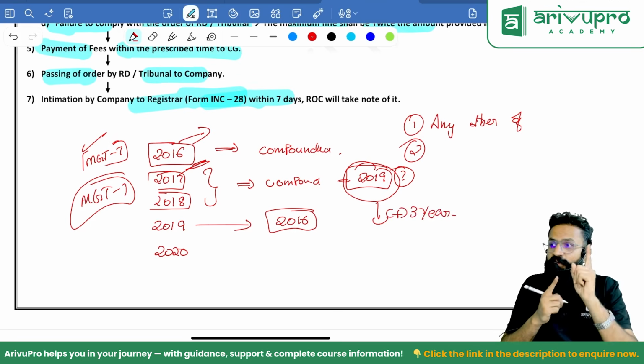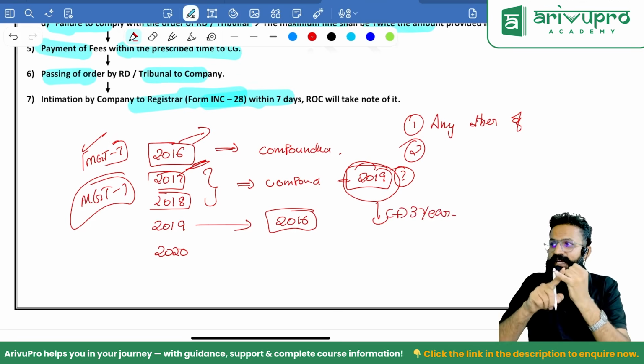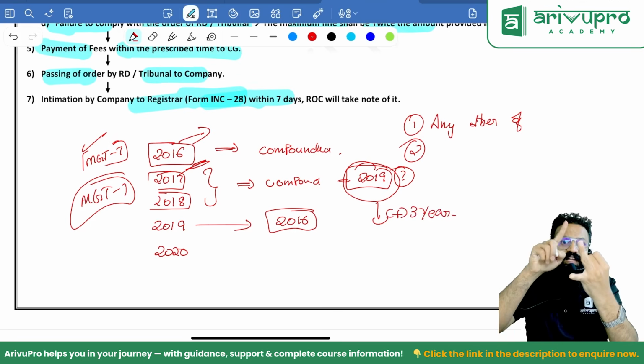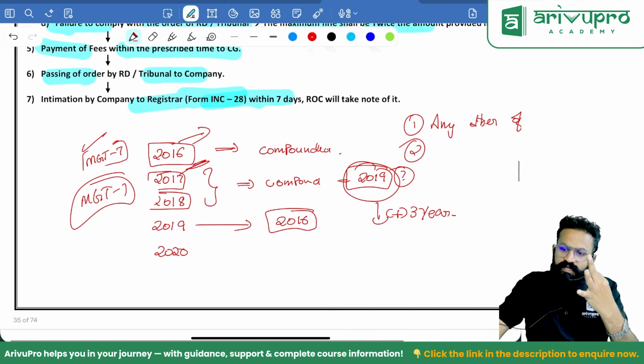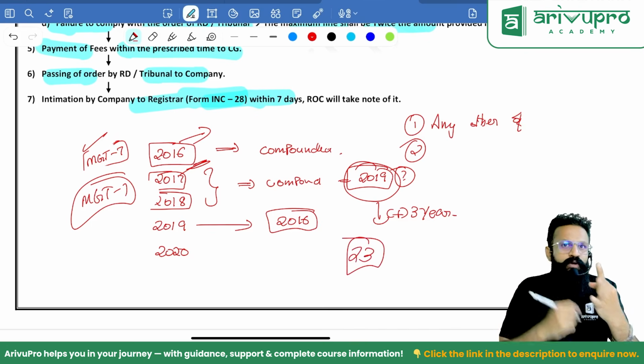So you cannot go for a compounding of offense in 2019, 2020, 2021, 2022. In 2023, you can again file a compounding of offense.